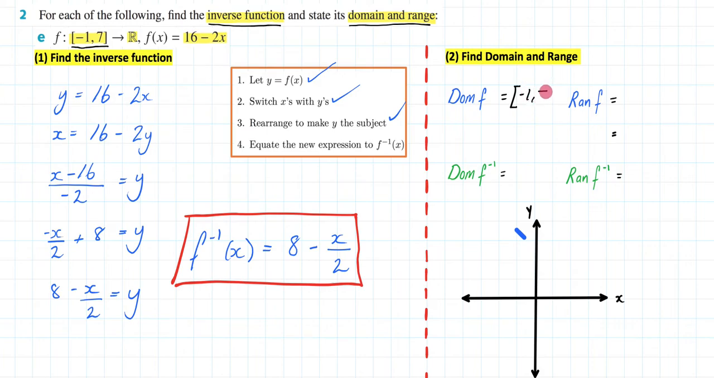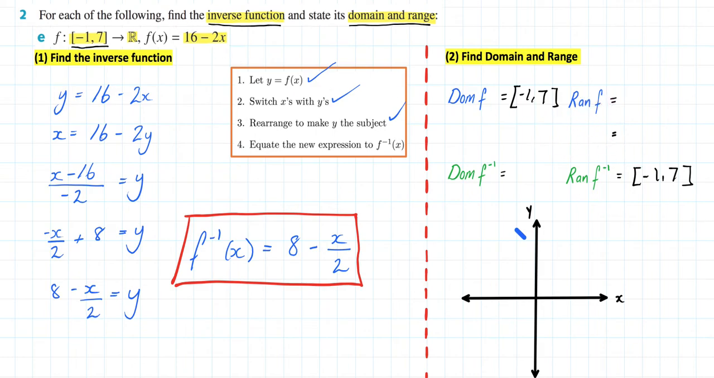Now, the reason why it's so good to find the domain of the function before we find the inverse is because we know that the domain of the function will be the range of the inverse. So this is going to go here. How easy was that? By finding the domain of the function, we found the range of the inverse of the function. Fantastic. Let me now find the range of the function.